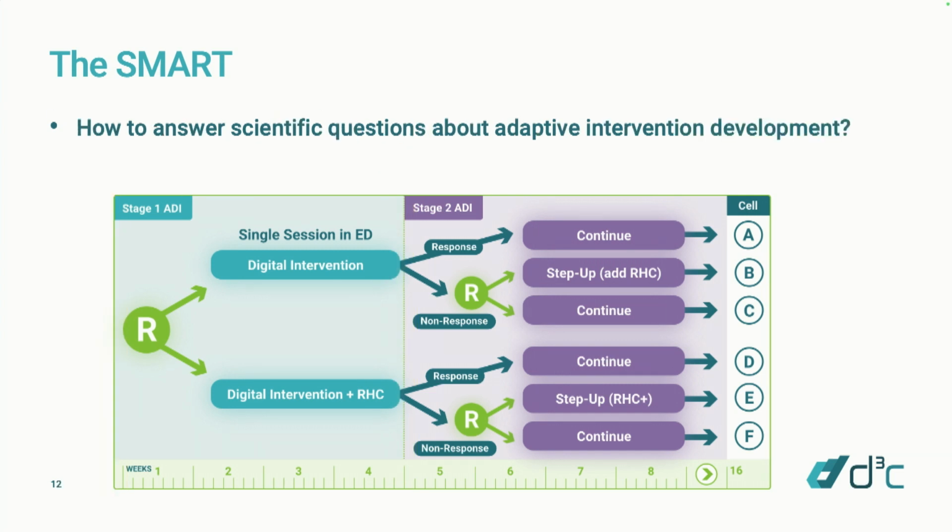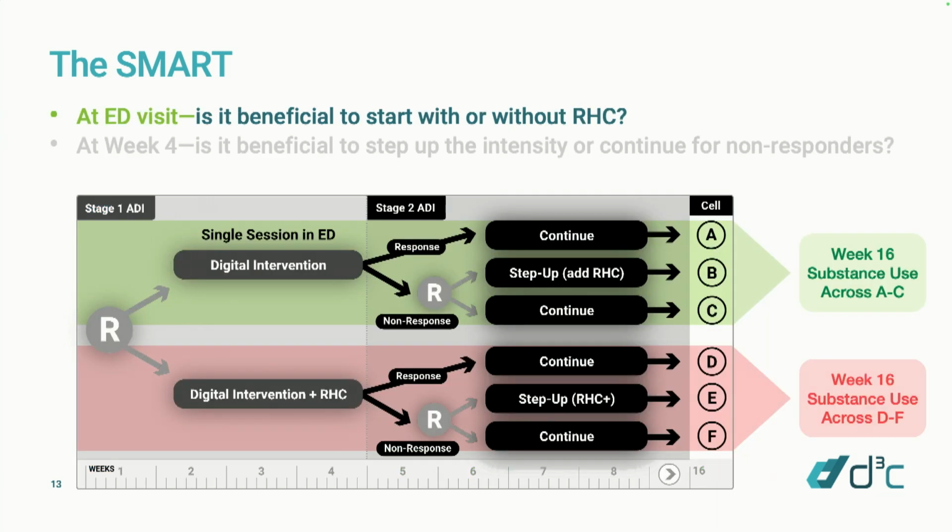So let's talk about how you analyze data from this trial to answer these two questions. We're going to talk about this a lot today, so I'm going to go over this really briefly. The first question is how to initiate this intervention, with or without coaching. To answer this question, all you need to do is take the mean outcome of week 16 substance use across the 3 cells here, A through C, in which participants did not start with coaching, and compare it to the mean outcome in which participants started with coaching. You see that? It's just a comparison of half of your sample versus the other half.